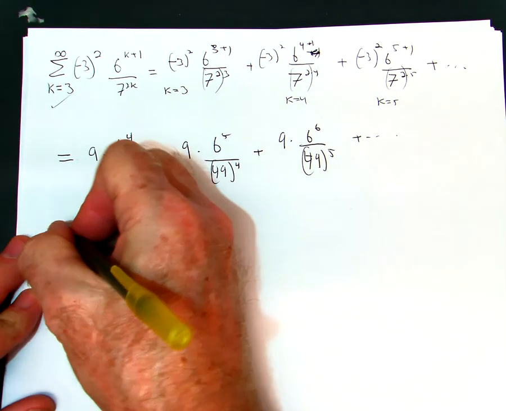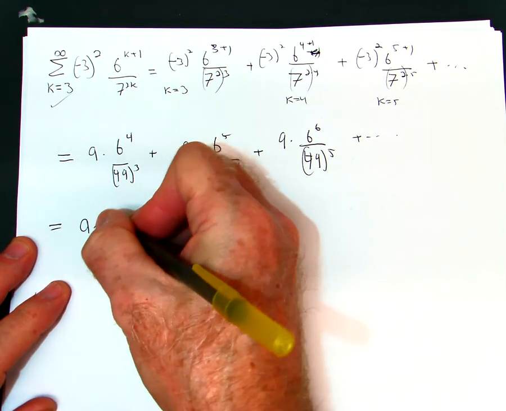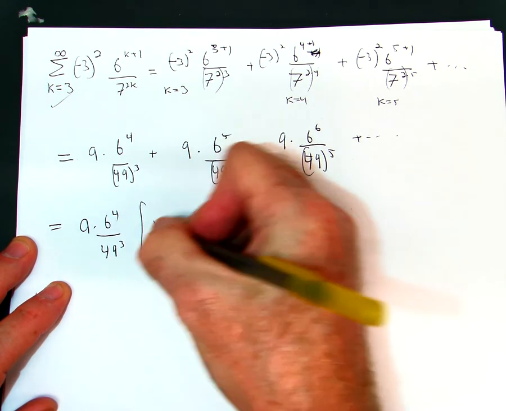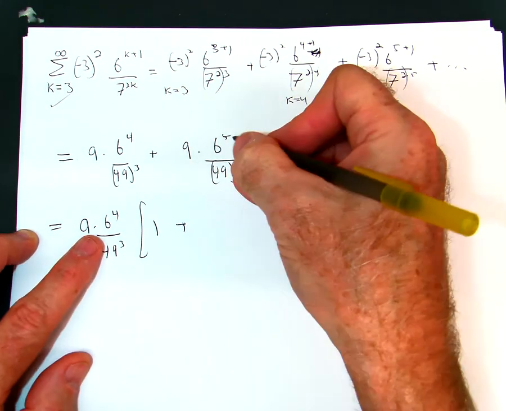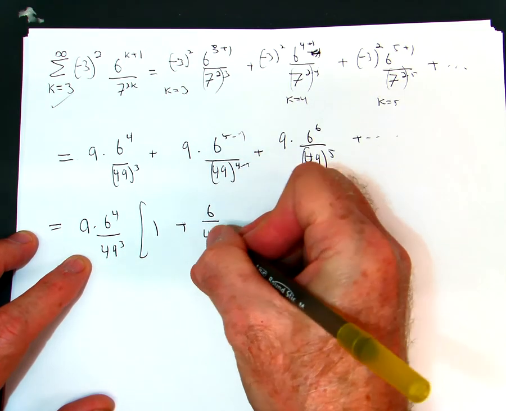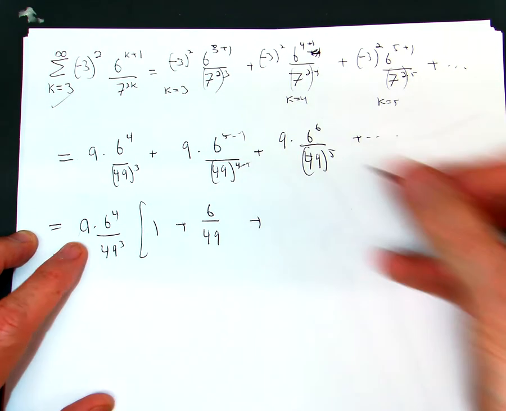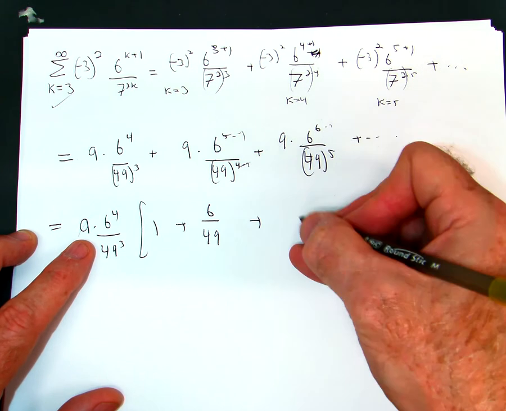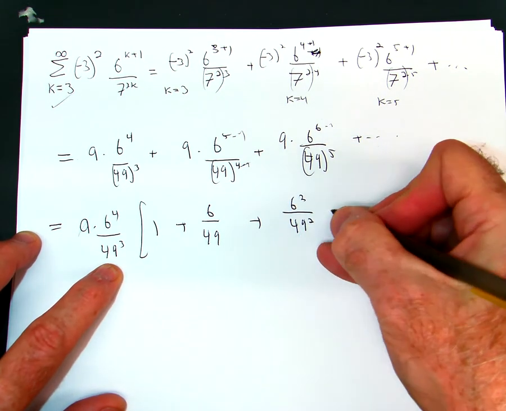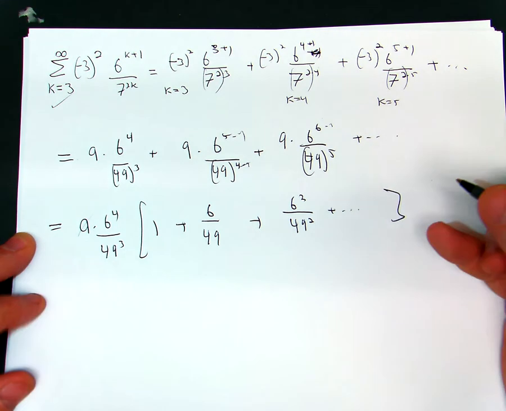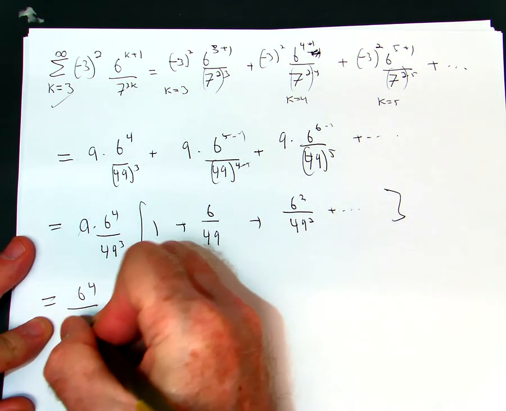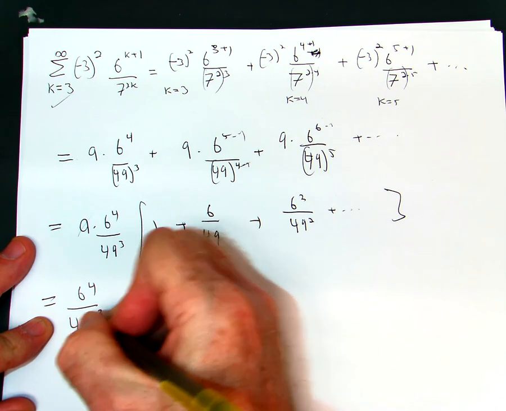Okay, I'm going to do my trick where I factor out the first term. I get a 1. Obviously, I get minus 4 here. I get a 6 here. Minus 3, I get a 1, so I get 49. Factor out the 9 there. I get 6 minus 4, that's 2. 6 squared. Here I get 49 squared. And I keep going. This is going to be equal to 6 to the 4th over 4 times 9. I'm sorry, 49 cubed.